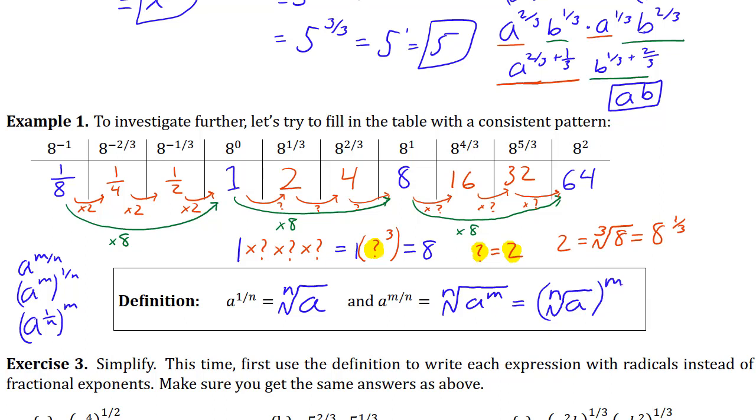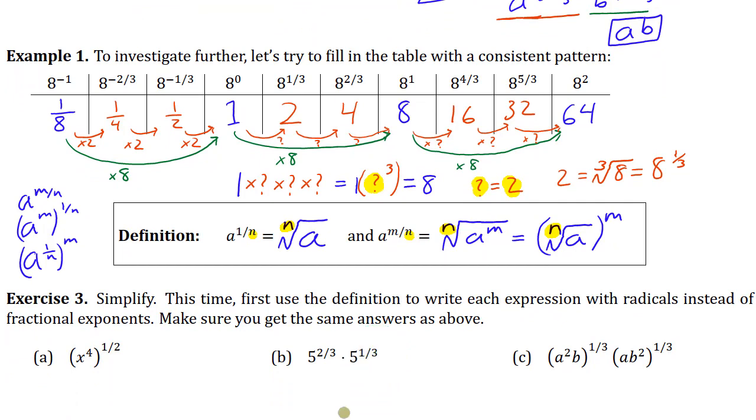Okay, so that's what a fractional exponent means: it means it's a radical or a root, but the denominator becomes the index of the radical, the kind of radical it is. So it's either a square root or a cube root or a fourth root.